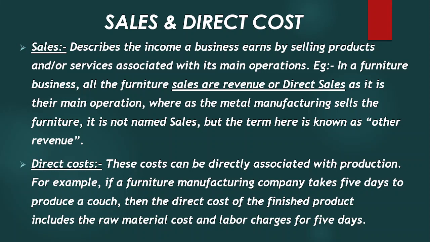Direct costs. These costs can be directly associated with the production. For example, if a furniture manufacturing company takes 5 days to produce a couch, then the direct cost of the finished product includes the raw material cost as well as the labor charges for 5 days.